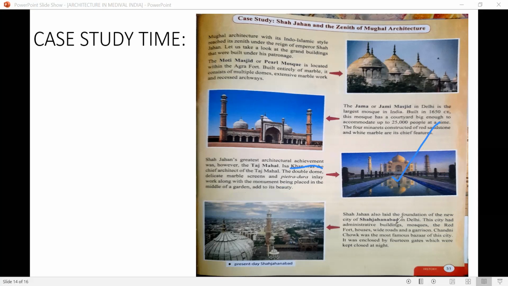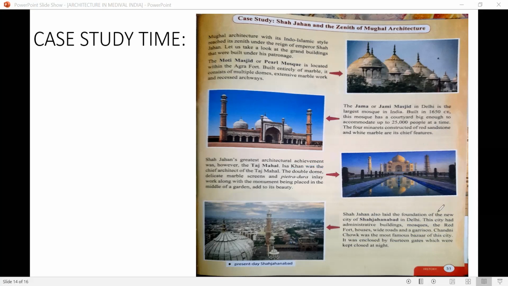Okay, and next we see that Shah Jahan also laid the foundation of the new city known as Shah Jahanabad. Shah Jahanabad is present in Delhi nowadays. This city had administrative buildings. It has a mosque. It has the Red Fort that we see in Delhi, and also it has wide roads and a garrison. Chandni Chowk was the most famous bazaar of the city.